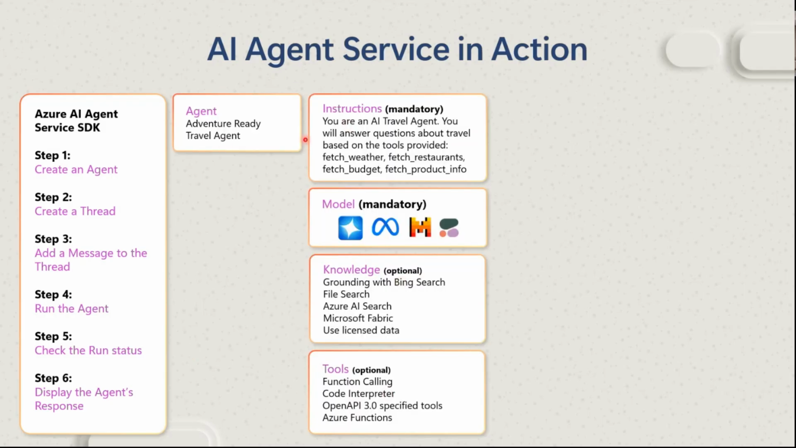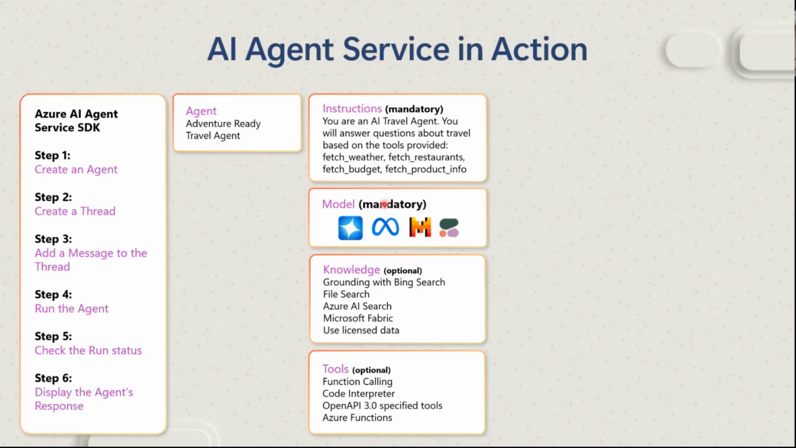From here, we'll define our agent. The name is Adventure Ready Travel Agent, and we'll provide it instructions. These are like our system prompt engineering, wherein you provide it instructions on how it should behave. In this case, you're an AI travel agent. You will answer questions about travel based on the tools provided. We'll provide it a tool on fetching weather, fetching restaurants, fetching budget, and getting product information.